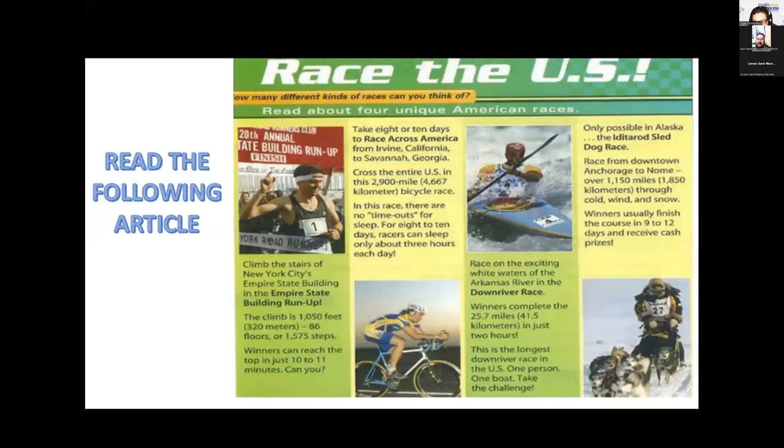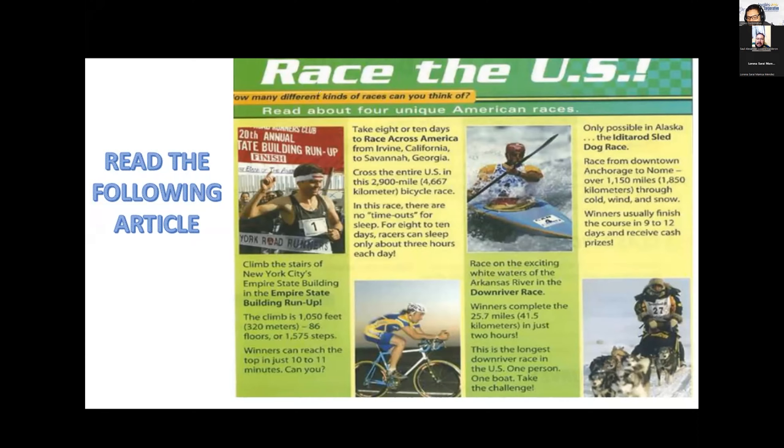Bueno, nos dice que toma de 8 a 10 días una carrera a lo largo de América, desde Irvine, California, hasta Savannah, en Georgia. El cruce completo de Estados Unidos, es decir, entire significa completo o todo, es de 2,900 millas, es decir, 4,667 kilómetros. Carrera en bicicleta. En esta carrera no hay tiempo fuera para dormir. Por 8 a 10 días, los que corren pueden dormir solo alrededor de 3 horas cada día. Increíble. It's very, very challenging to compete in this one.